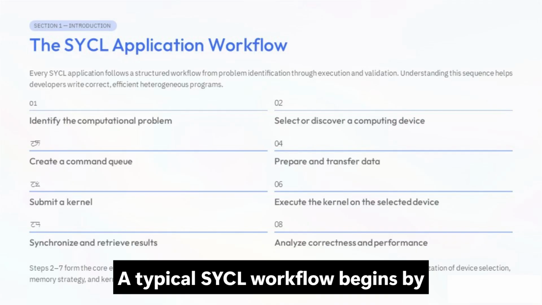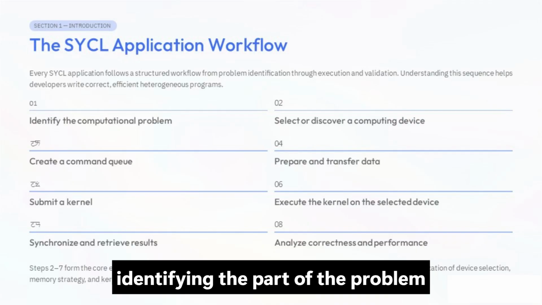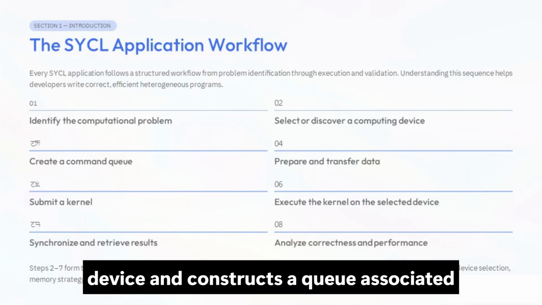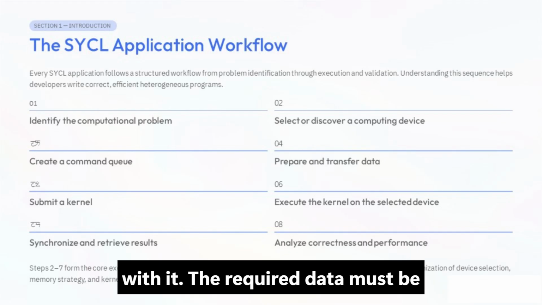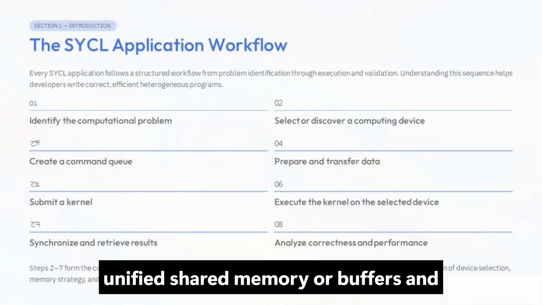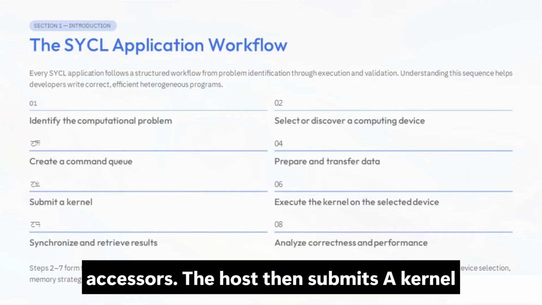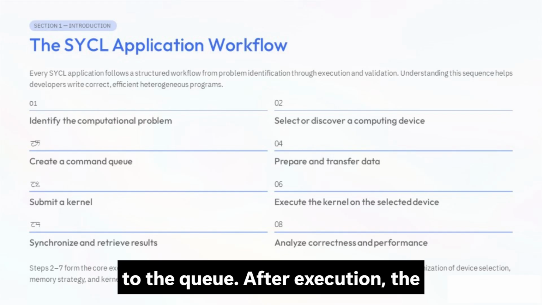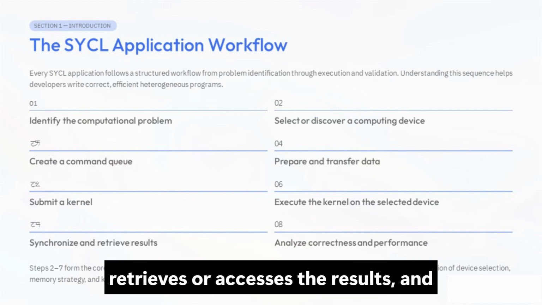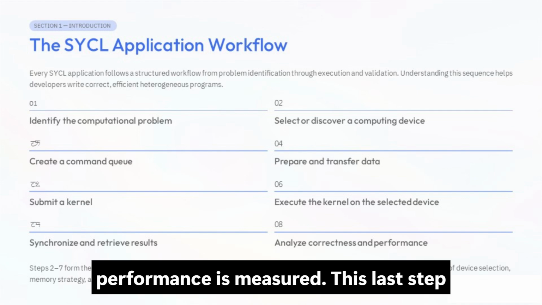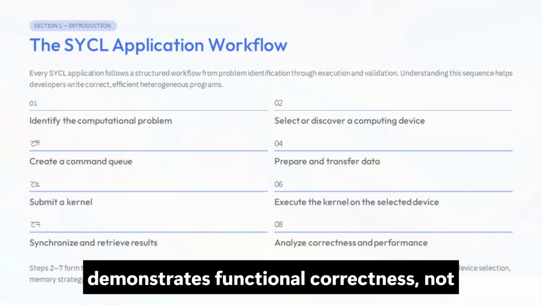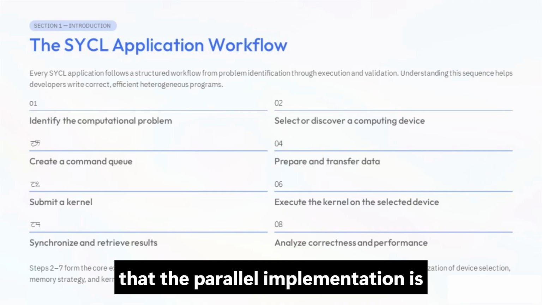A typical SYCL workflow begins by identifying the part of the problem suitable for parallel execution. The program then discovers or selects a device and constructs a queue associated with it. The required data must be made available to the device through unified shared memory or buffers and accessors. The host then submits a kernel to the queue. After execution, the program synchronizes where necessary, retrieves or accesses the results, and verifies correctness. Finally, performance is measured. This last step is important. Successful execution only demonstrates functional correctness, not that the parallel implementation is efficient.